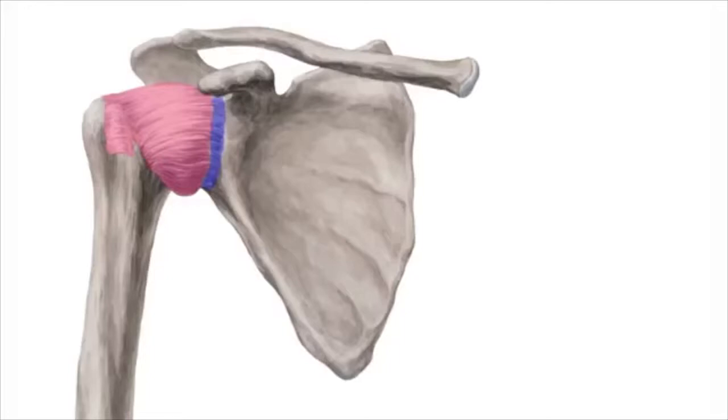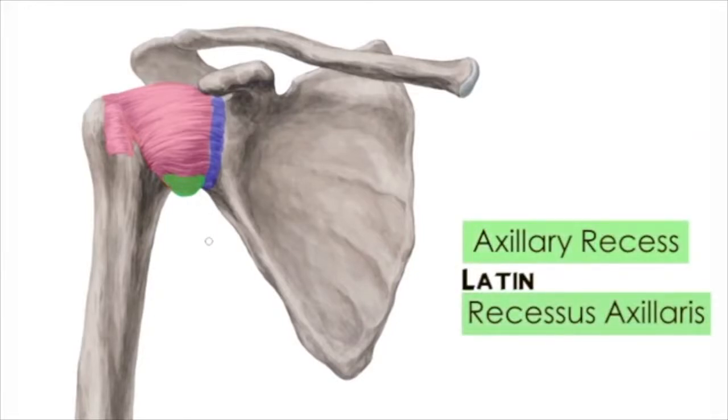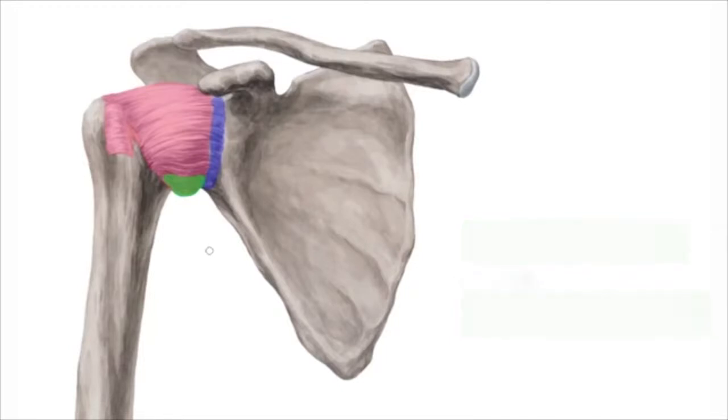Now, one important feature that I would like to add on the capsule is that if you notice, there is a little recess or a little bump that I'm going to highlight here in green. This is when the arm is hanging down. You see that the lower part of the joint capsule, which is not reinforced by muscle, is sagging and is forming this structure that I highlighted in green. It is known as the axillary recess. This provides a reserve capacity that is useful during abduction movements of the arm.